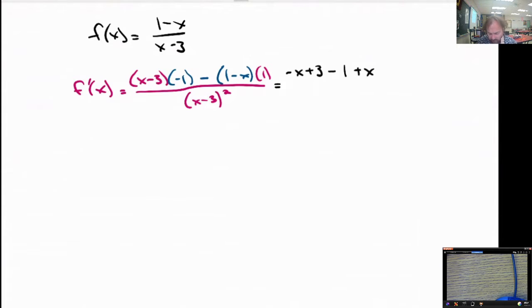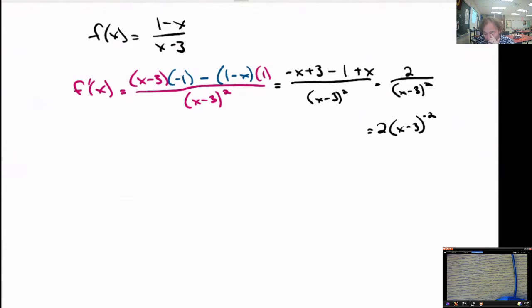And so the x's are actually going to cancel out, and 3 minus 1 is 2 over x minus 3 squared. So this is going to be 2 over x minus 3 squared. And I'm going to prefer to think about this as 2 times x minus 3 to the negative second power, because that's going to make it a lot easier for our second derivative to come in because we do not need to do the quotient rule again now that we have it kind of as a polynomial right there.